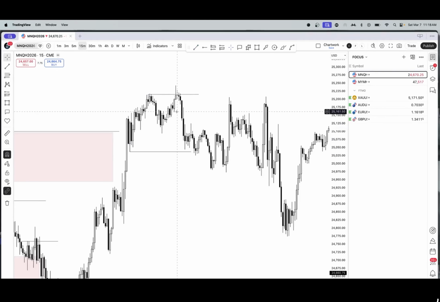So since we respect the low first, that gives me the conviction in wanting to see the high get taken first. So since we take the high first, I'm taking the sell every time. I'm taking the sell every time.